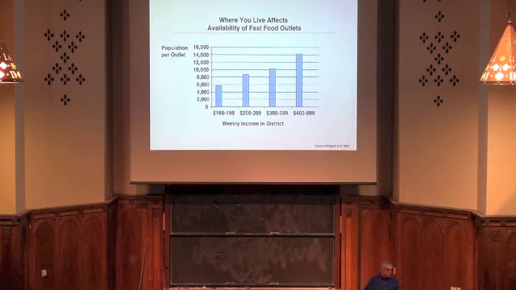And here's an aspect of the service environment. So where you live affects the availability of fast food outlets. I think this data was taken from Australia. I can't remember right now. So this is the weekly income in the district, and this is the population per outlet.